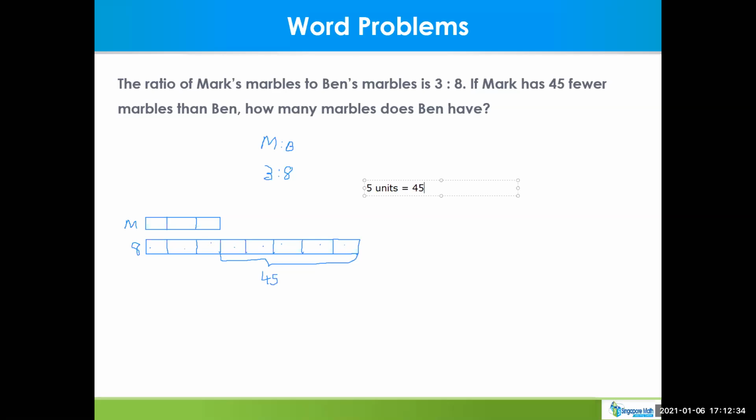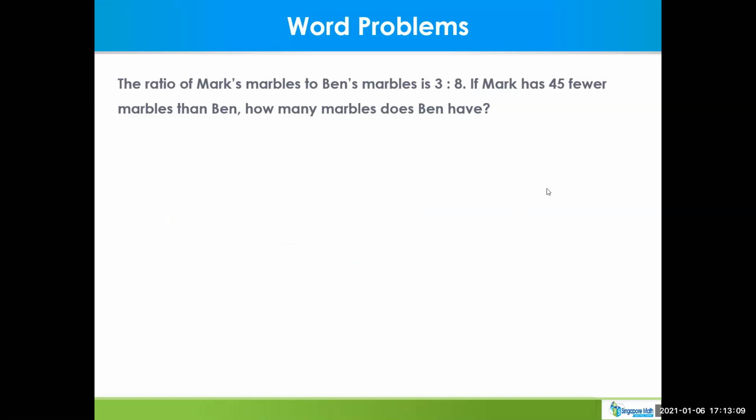If 5 units is 45, 1 unit would be 45 divided by 5, which gives you 9. So how many marbles does Ben have? That looks more like an 8 rather than a B. Ben has 8 units, pardon me. So 8 times 9 is 72. There you go.